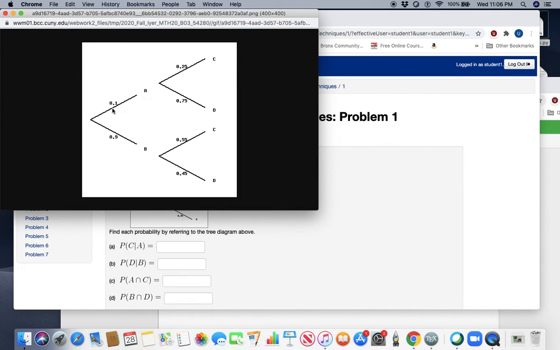Event A occurs with probability 0.1. Event B occurs with a probability of 0.9. After A, C and D. After B, C and D with their respective probabilities. What is the probability of C given A? So A is given, then what is the probability of C occurring? That is 0.25.